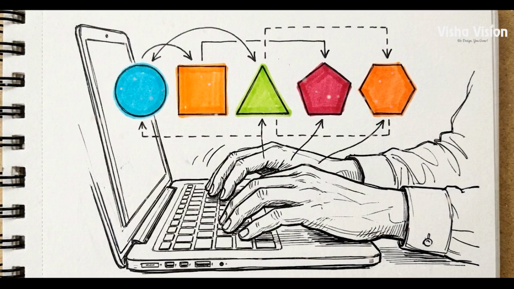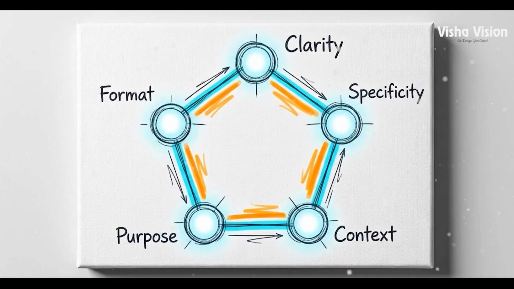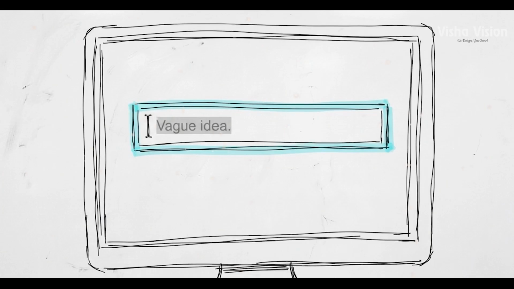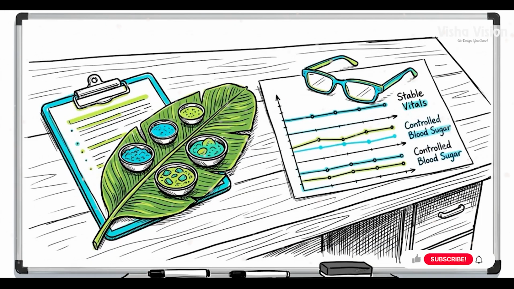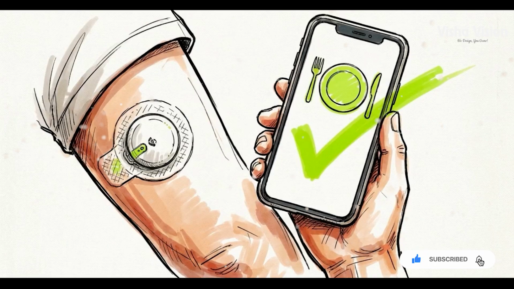To take total control of those results, we use 5 specific traits to turn a simple question into a precise tool: clarity, specificity, context, purpose, and format. Let's apply the first 2. Instead of asking for general food ideas, we ask for exactly 5 low-sugar South Indian dishes. Next, we add context and purpose. We tell the AI that these dishes are specifically for a diabetic patient who needs help managing their diet.